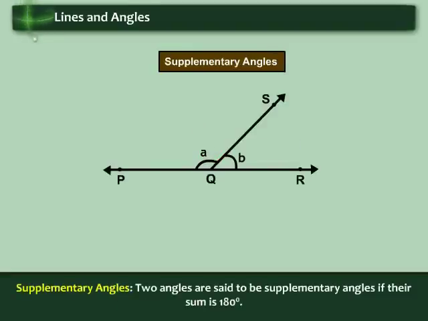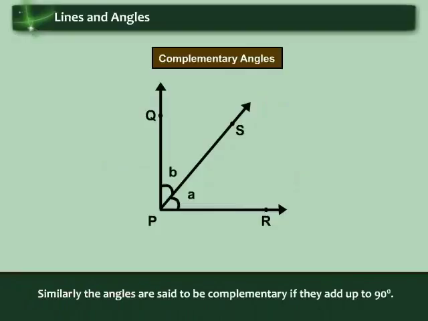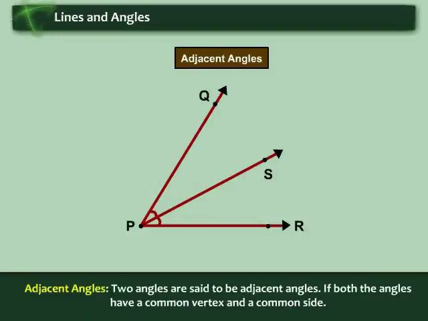Supplementary angles. Two angles are said to be supplementary angles if their sum is 180 degrees. Similarly, the angles are said to be complementary if they add up to 90 degrees. Adjacent angles. Two angles are said to be adjacent angles if both the angles have a common vertex and a common side.